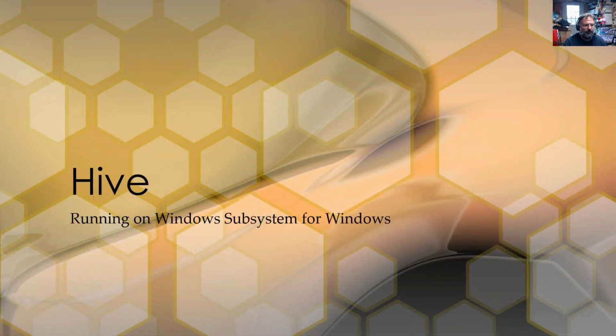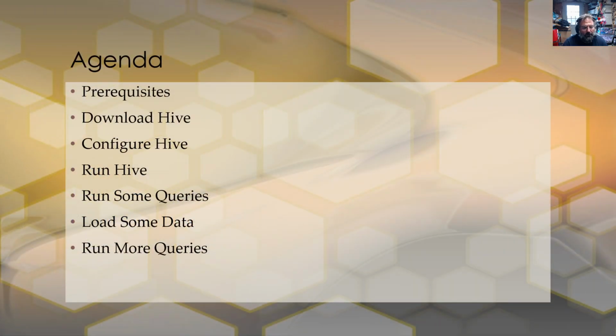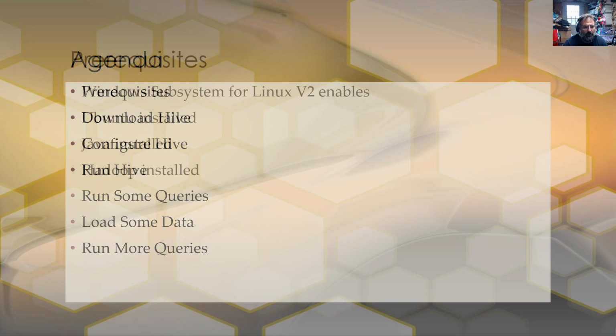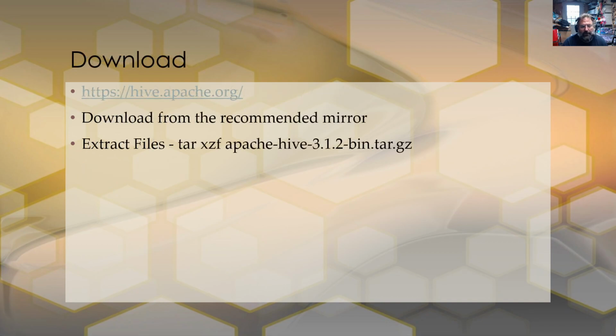is kind of the process to go through on running Hive inside of WSL. And not surprising, you download it, you configure it, and then run it, and hopefully that goes well. Obviously, you've got to have Hadoop installed. If you've got Hadoop installed, you've got Ubuntu and Java, and WSL turned on. So you go and download it from hive.apache.org. They bounce you to a mirror. That's a typical sort of approach.